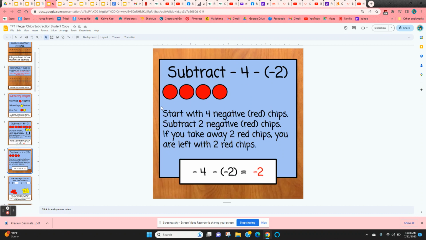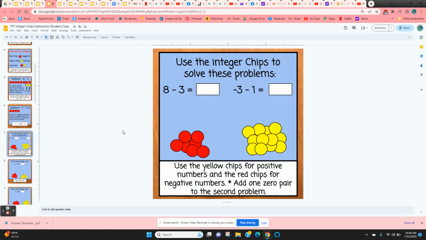Next example is -4 subtract -2. So here's -4, 4 red chips. If we subtract two negatives, that leaves us with our answer of -2. Now students are going to be doing their own starting on slide 7. So they're given these chips to use.